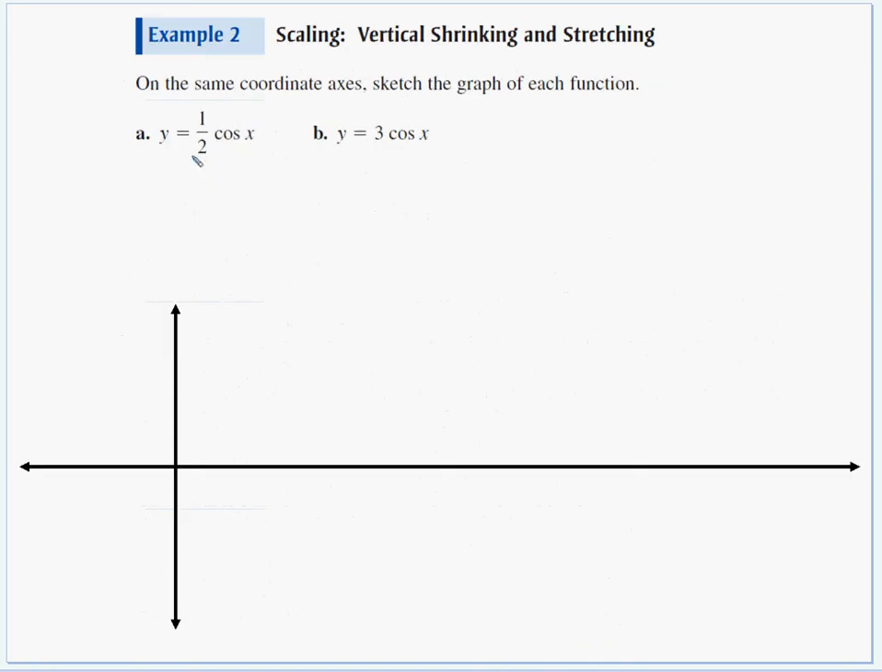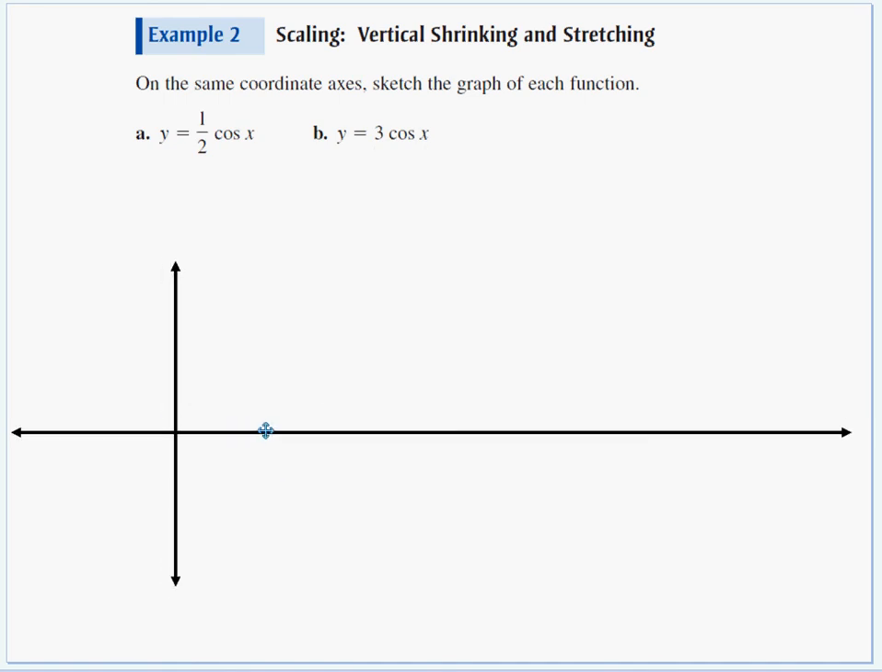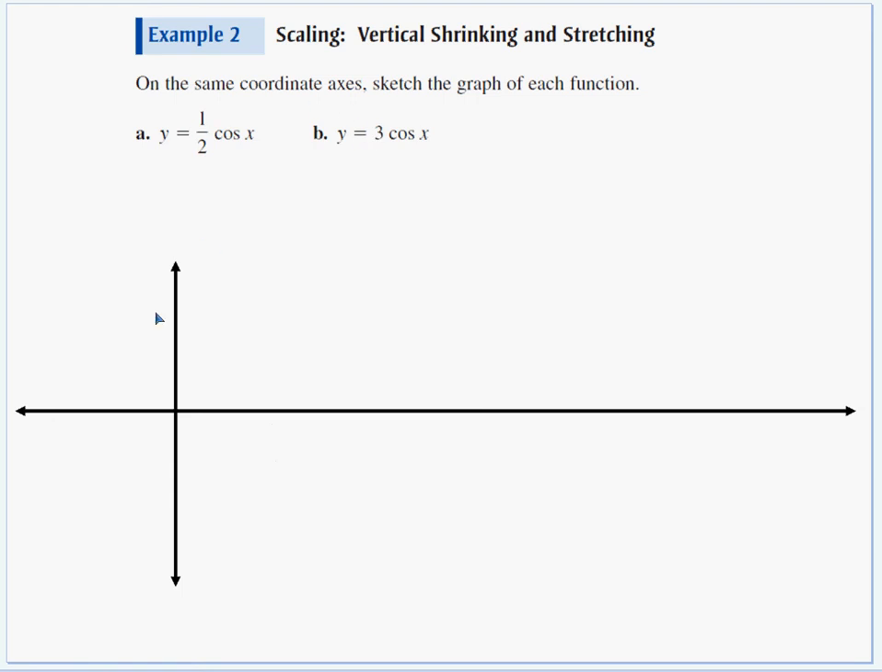Example 2. On the same coordinate axes, sketch each of these functions. First one is 1/2 cos x. The next one is 3 cos x. So they're very similar. The only difference is the 1/2 and the 3.